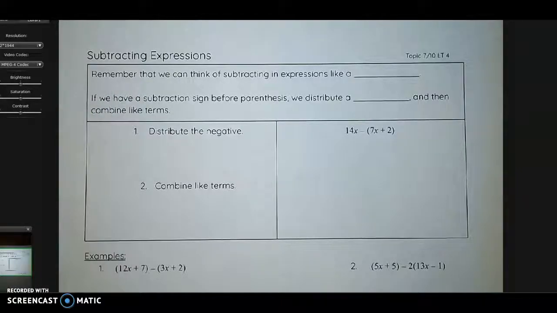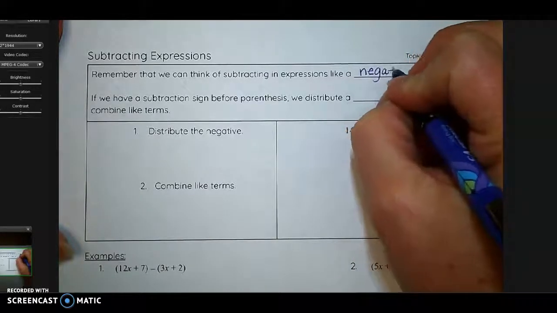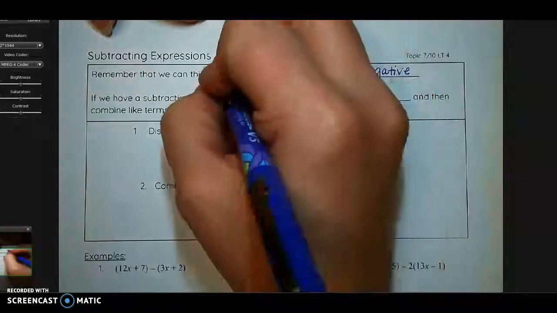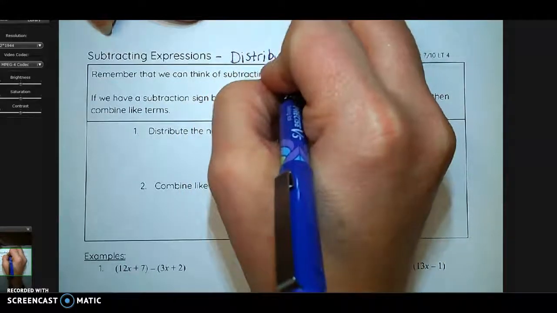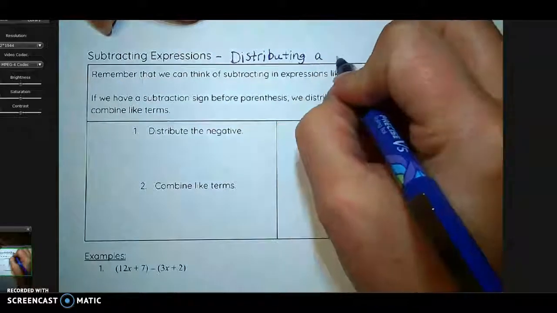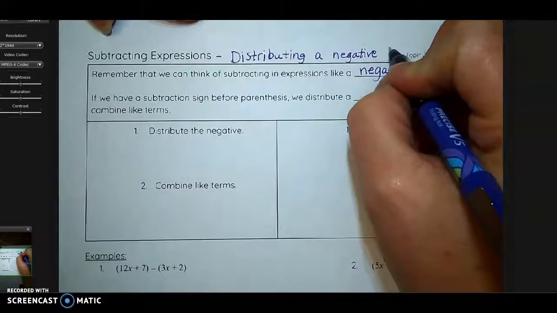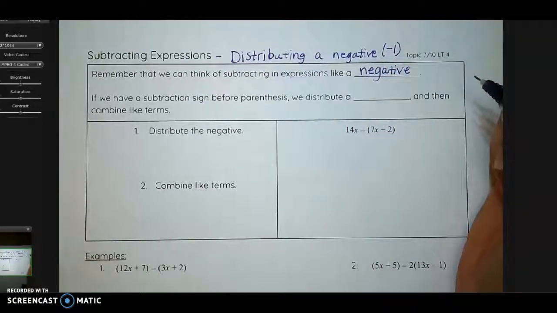All right, today we are going to be talking about subtracting expressions. Remember that we can think of subtracting in expressions like a negative. Because the way we're going to actually think about this, we're going to think about subtracting expressions like we are distributing a negative. And a lot of times that will be a -1. So we're going to talk about that here.